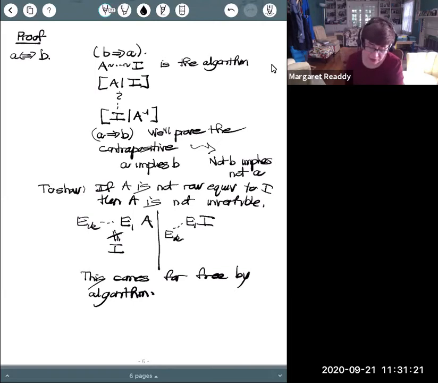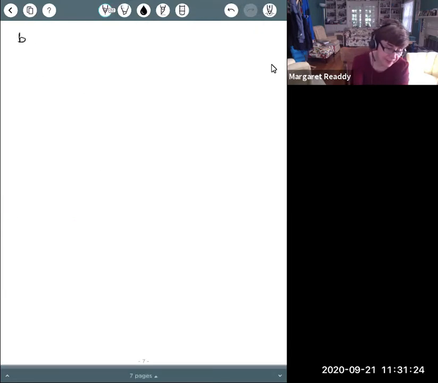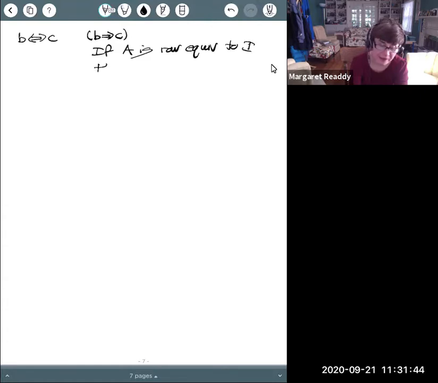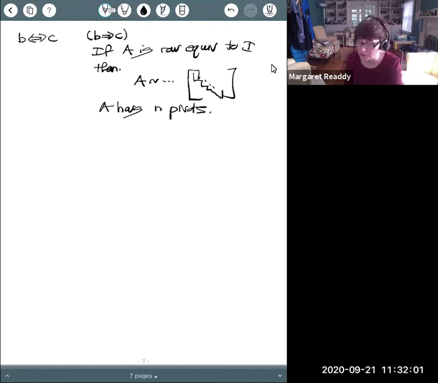So what about the other thing? The next thing I want to show is that B and C are equivalent. B says that A is row equivalent to the identity. C says that A has n pivots. So we're going to first show B implies C. If A is row equivalent to the identity, then what happens? You look like this, and yes, you've got n pivots. Here they are. Then A has n pivots, and we are done. So B implies C is super easy.